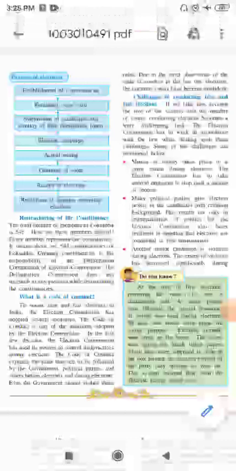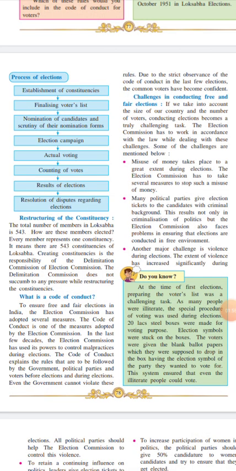Also, I told you that it was very important on the part of the election commission to conduct free and fair elections. Now this flowchart shows what is the process of election in our country or in any democratic country. The first is establishment of constituency. That means the total number of members in Lok Sabha is 543, and each member represents one constituency. So one candidate will have one constituency. It means there are 543 constituencies of Lok Sabha.